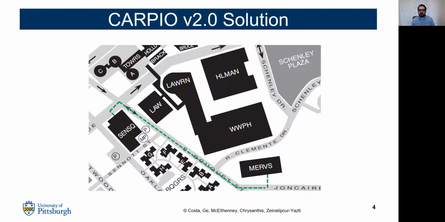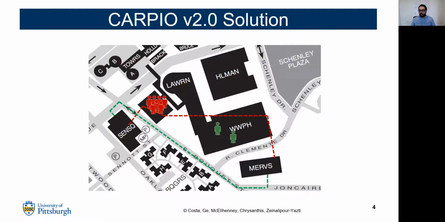But let's say it's very cold and we don't want to go outside, so we want to take into consideration natural disasters and extreme weather conditions. So our first initial CAPRIO version was taking into consideration the outdoor exposure, so we can get this path, the red path. But let's say now we have an event at the Barco building where the red people are.